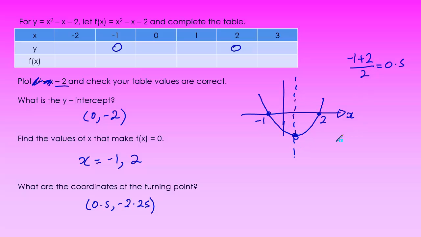And then if we just substitute 0.5 into our f, we'll find that we do get negative 2.25, and that's the position of the turning point.